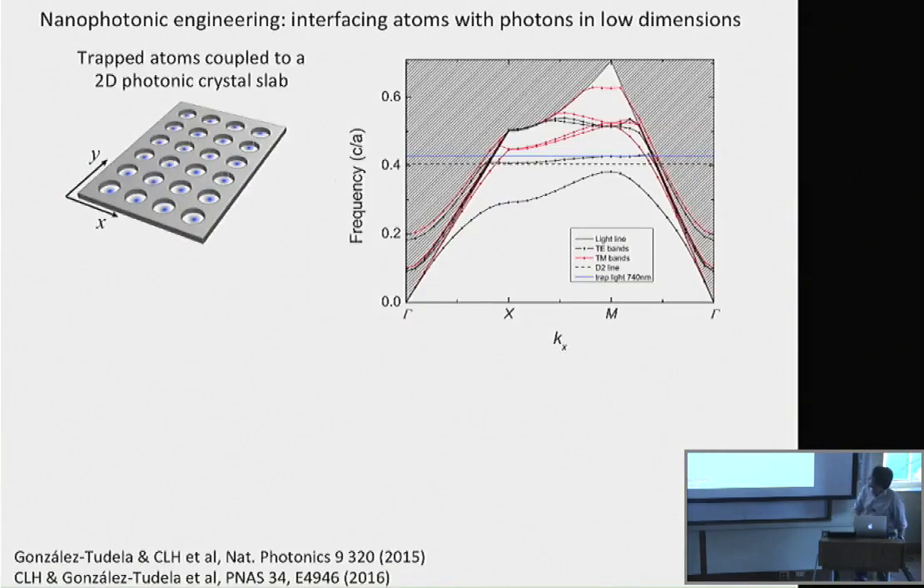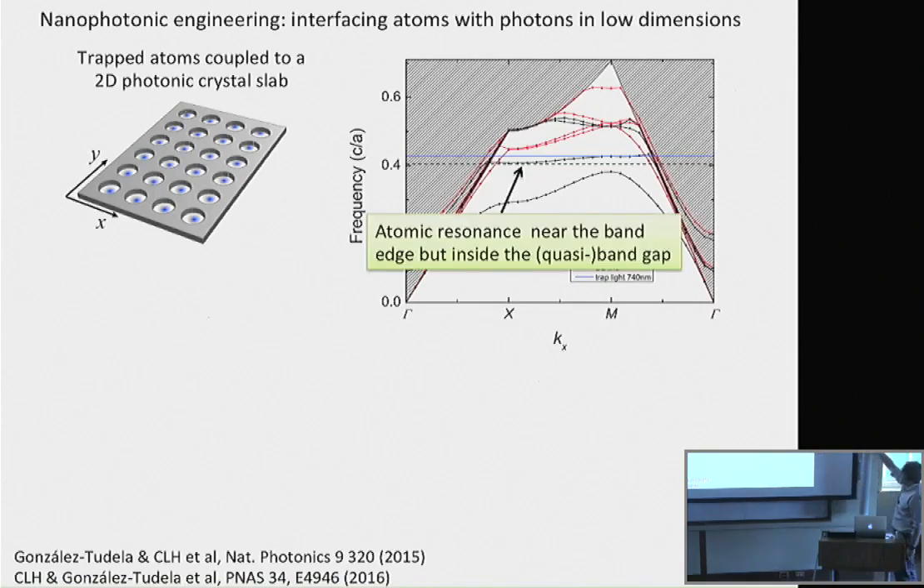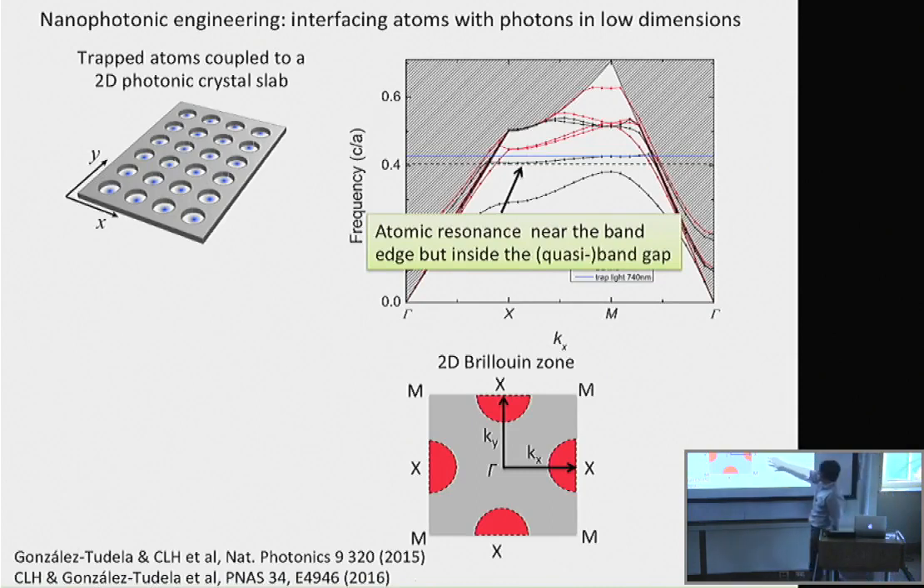All right. Going into 2 dimensions, we can also find a very similar analogy. With a very simple 2D square lattice with atoms trapped along the lattice, we can also engineer a quasi-band gap where we can align the atomic resonance frequency inside this quasi-band gap and very close to the edge of the band. Now there's also very strong resonant coupling to the band edge. But what is different is that now we've got a 2-dimensional Brillouin zone. So we are coupling to 4 edges of the Brillouin zone, in this case particularly at the X points.